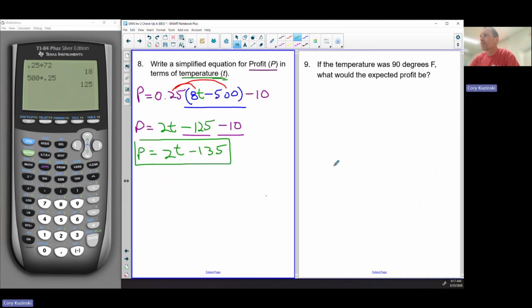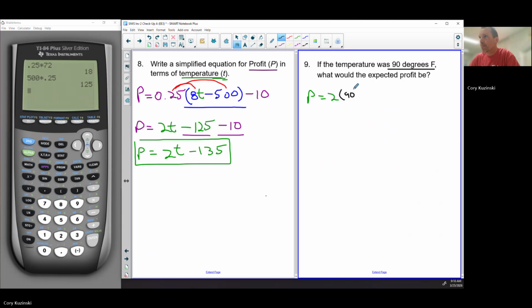If the temperature was 90 degrees, what would the profit be? Well, I have a profit equation that's based on temperature. So profit equals 2 times 90 degrees, that's the temperature, minus 135. So the profit is 180 minus the 135, which is $45.